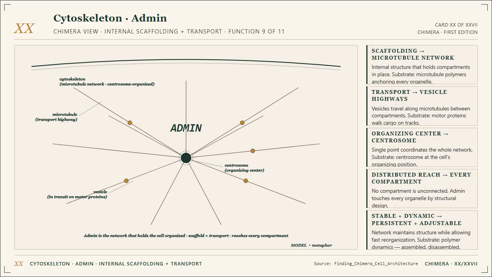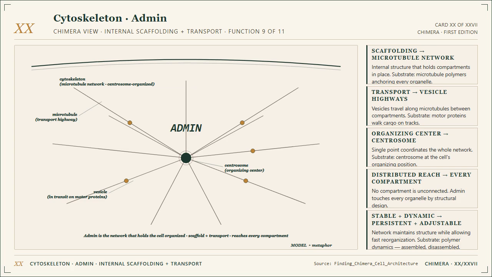Card 20, Cytoskeleton, admin. This is admin, the cell's internal scaffolding and transport infrastructure. Zoomed in from the company view on cards 10 and 11. At the center sits the centrosome, a small, dark, organizing core with a faint outer ring marking its boundary. The centrosome is the cell's single organizing point. Every microtubule radiates from here. The radial lines extending outward in every direction are the microtubules, the cell's transport highways. They reach into the upper compartments, the lower compartments, the corners. No organelle is unconnected. The structure is distributed by reach, centralized by source.